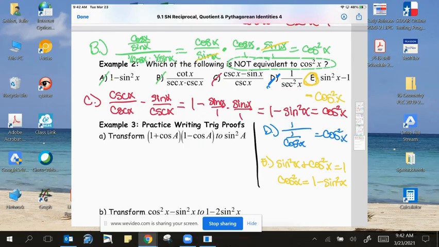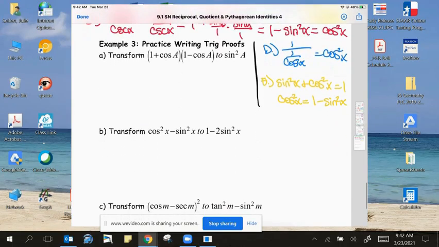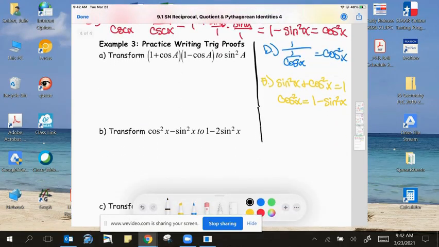In example 3, we're going to be simplifying trig expressions and proving that they're equivalent. So if we look at 3a, we have that expression on the left, 1 plus cosine A times 1 minus cosine A. To work this out, double distribute. 1 times 1 is 1. 1 times minus cosine A is minus cosine A. Cosine A times 1 is plus cosine A. Then cosine A times minus cosine A is a negative. Cosine times cosine is cosine squared A.